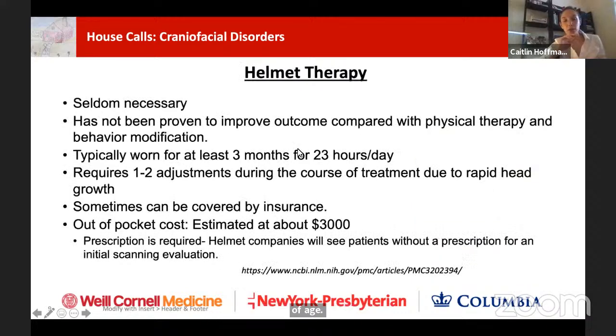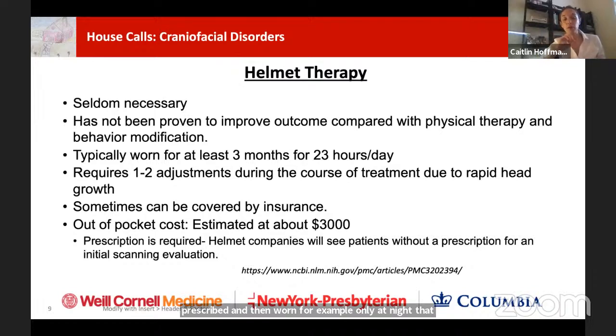Helmet therapy, as I mentioned, is seldom necessary. It has not been proven to improve outcome compared to normal natural history, physical therapy, and behavior modification. If utilized, it is usually worn for a minimum of 3 months, usually much longer than that. It must be worn for 23 hours a day to make a difference. If they are prescribed and then worn, for example, only at night, that is not a recommended form of therapy.